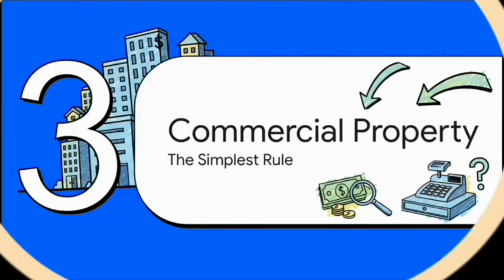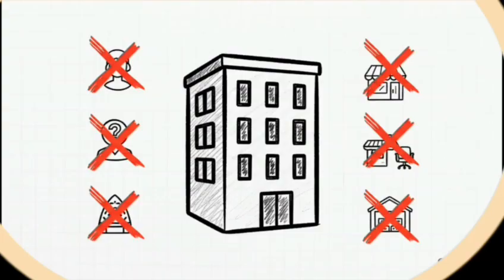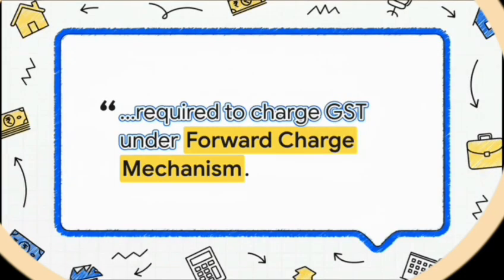All right, now let's switch gears and talk about commercial property. We're talking about your classic office space, a warehouse, or storefront. And you know what? This is where things get way simpler. When you're renting out a commercial property, all those other details, like whether the tenant is registered for GST or what they're even using the space for, they just don't matter. For commercial rentals, there's really only one rule you need to remember. You are always responsible. You charge the GST, you collect it, and you pay it to the government under the forward charge mechanism. Every single time.